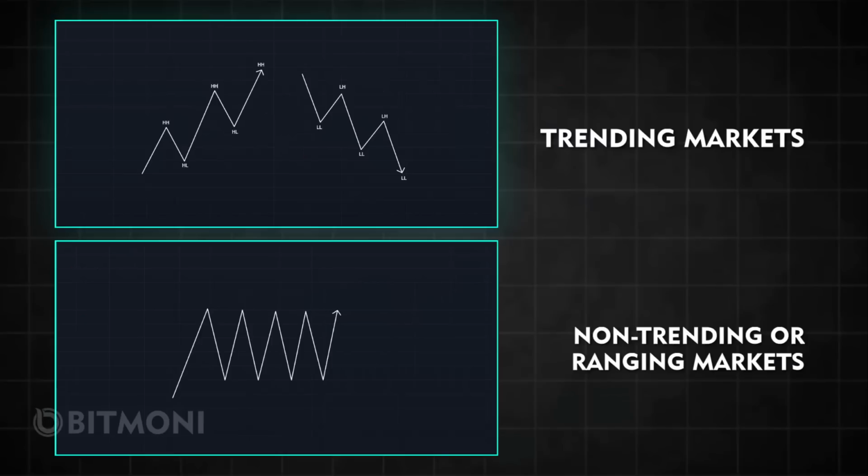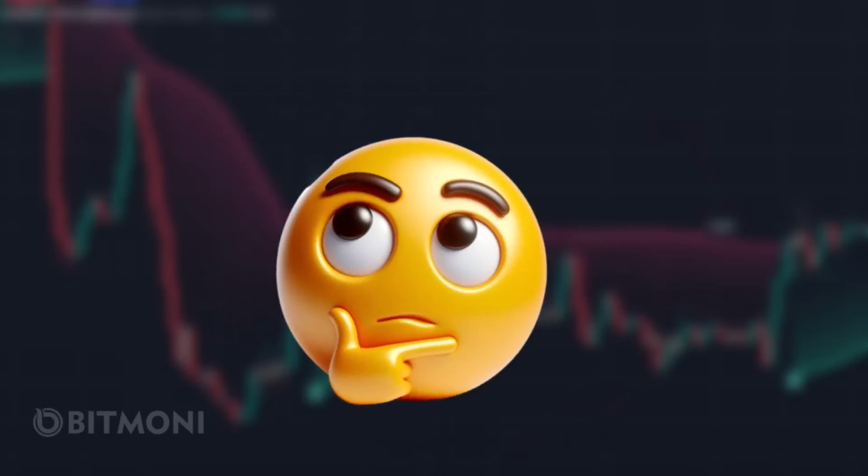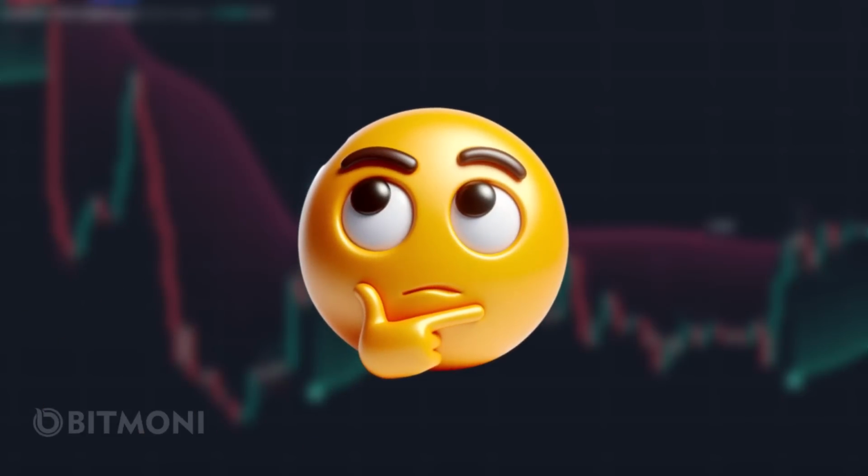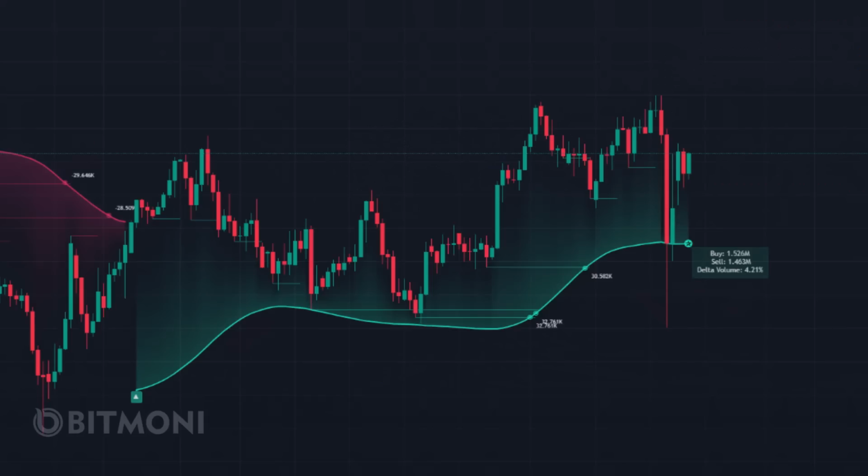The second type of market where this indicator is useful is a non-trending market, also known as a ranging market. So how do you identify a ranging market using this indicator? Well, we're going to use both the trend cloud and the delta volume. Whenever the delta volume is less than 10% and close to zero, it's a strong signal of a ranging market.